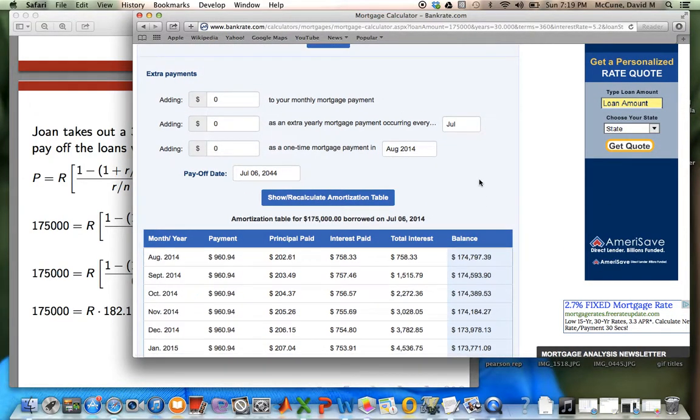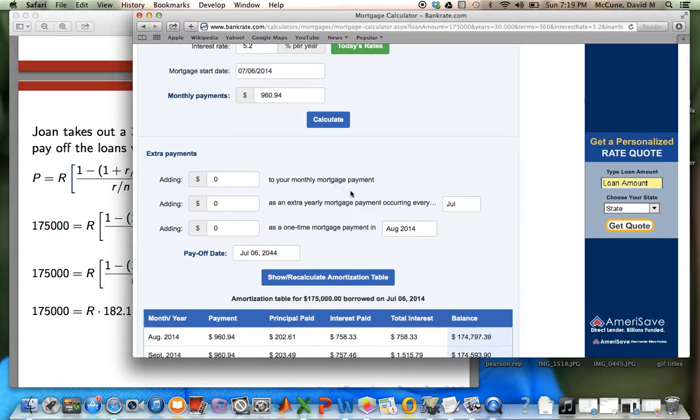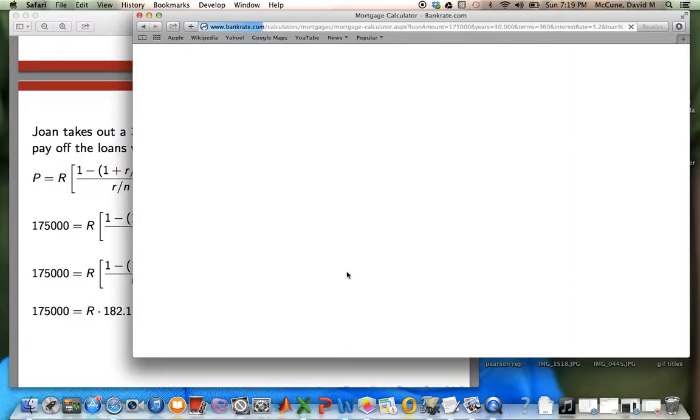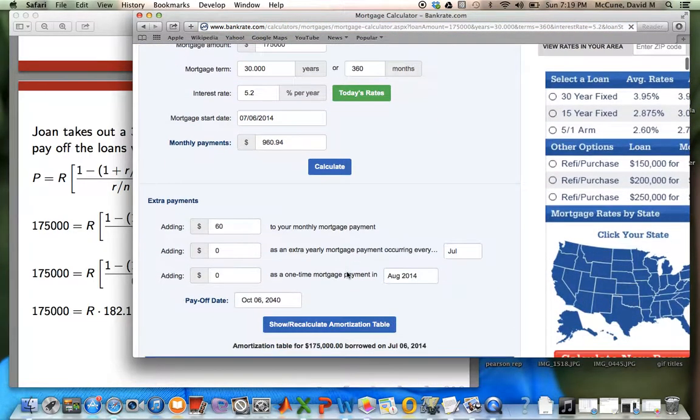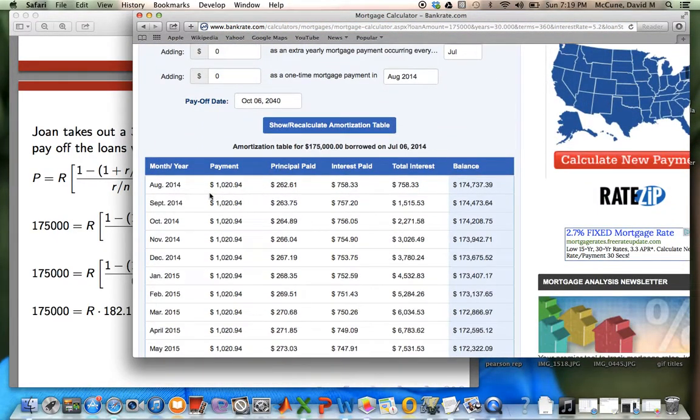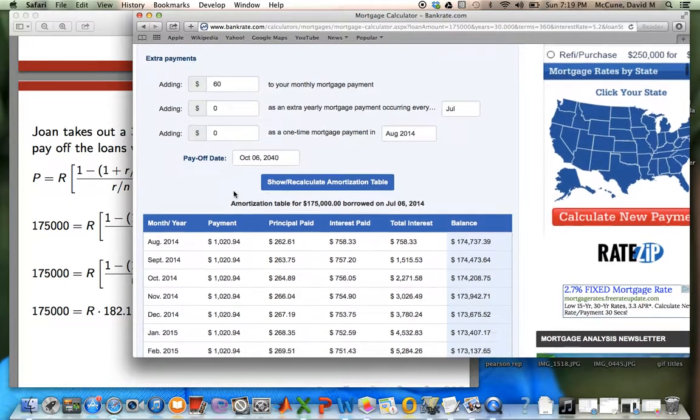The last reason I like this is because a lot of people don't just make the minimum monthly payment. A lot of people do different things. So for example, suppose you don't want to pay $960, you want to supplement that. So you decide, well, I can afford an extra $60 a month for this. It will show you a table for that. Notice $960 was the original payment. The payment amount now is $1,020 because they added 60 to that.